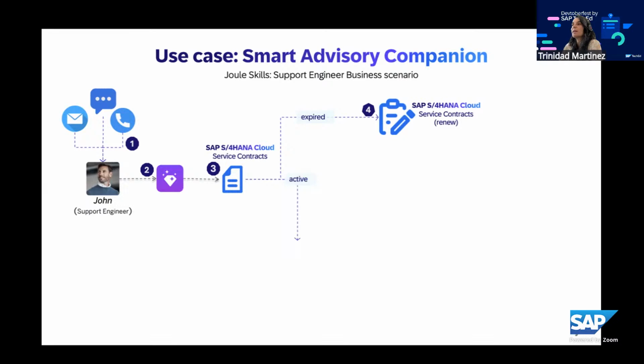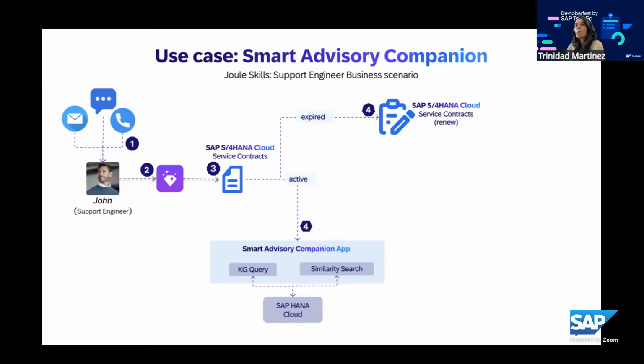Then, to analyze the query, he would like to get information about past cases or requests that were similar to that one. For that, we already implemented in a previous session, using similarity search and knowledge graph query features, our Smart Advisory Companion app that is running on Cloud Foundry. So we would like to access the APIs of this solution to get information about similar projects that are available in our database.